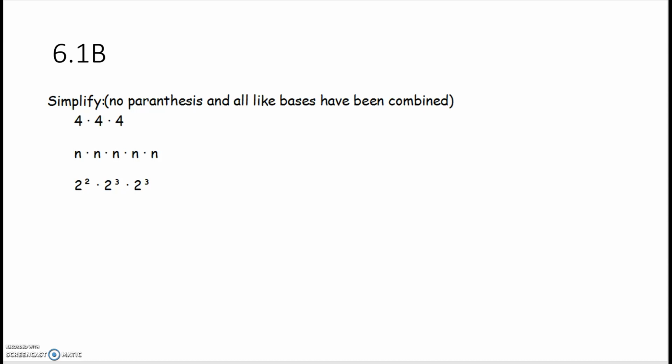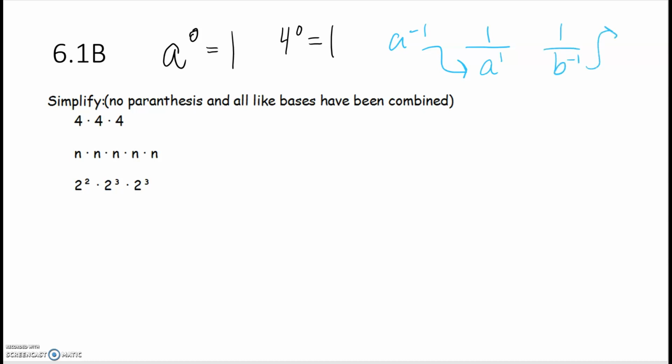Remember that yesterday we learned a couple things. Anything to the 0 power is 1, so it doesn't matter where it is, if it's a number or a variable, anything to the 0 power is 1. The other thing that we learned is that if it has a negative exponent, it needs to move position. So if it was on the top, it's going to move to the bottom of a fraction. If it was on the bottom of a fraction, it's going to move to the top. Okay, so that's what we learned yesterday. Today we're going to work more with these exponents and learn about other rules of exponents.